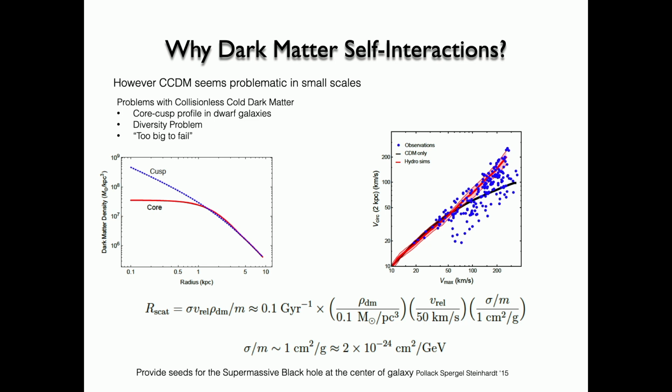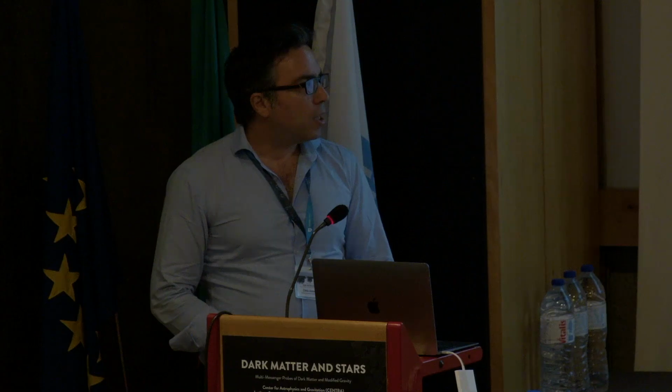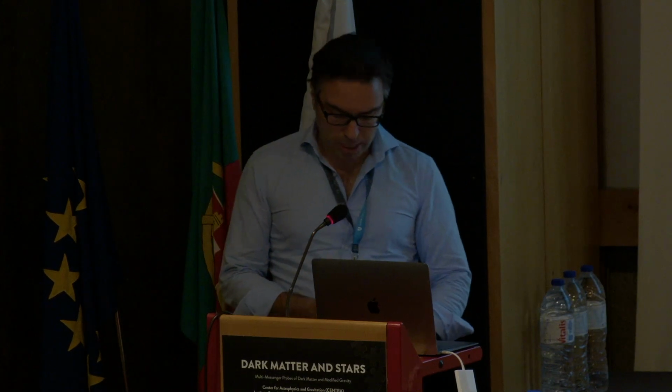Also to mention that dark matter self-interactions can provide the seeds for the supermassive black holes. There's an issue with the supermassive black holes that we see, for example, at the center of our own galaxy or at the center of other galaxies, because these supermassive black holes can get up to 10^9 solar masses, and simply there's not enough time to get to this mass by accreting matter within the age of the universe, if you start from astrophysical black holes.